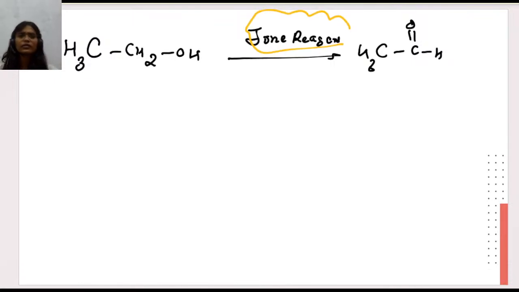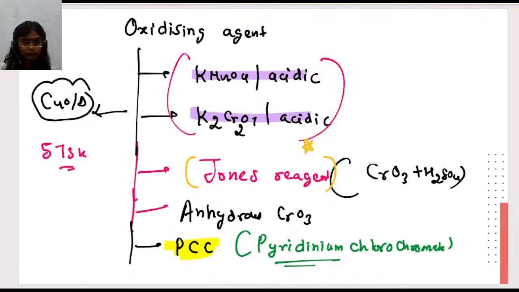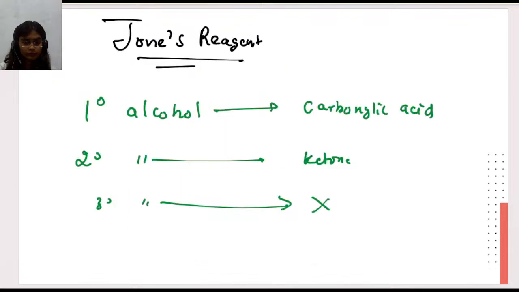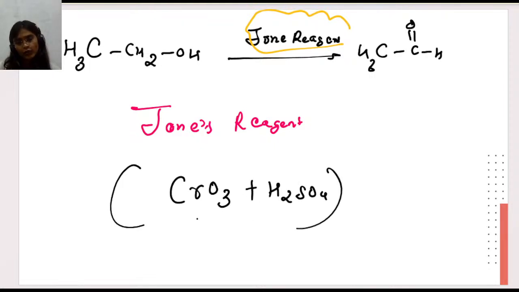I'm using Jones reagent again and again, but what is this Jones reagent? Let's discuss it in much more detail now. It's CrO3 plus H2SO4. You know what H2SO4 is, it's an acid. This is the Jones reagent.